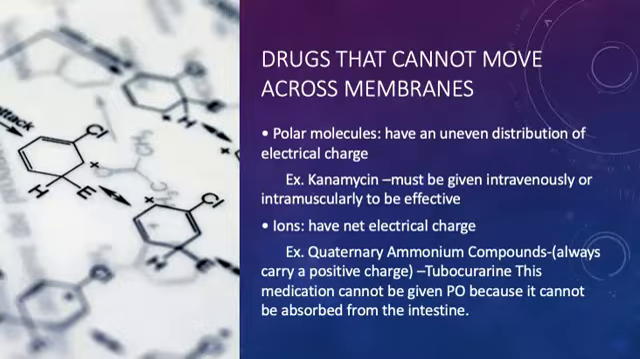Here's another example that I've provided here for you. The quaternary ammonium compounds are medications that can't be absorbed PO, and this is a paralytic agent. So trying to give some medications through the enteral approach is not going to be effective at all. So obviously giving it IV is going to be the most important approach.